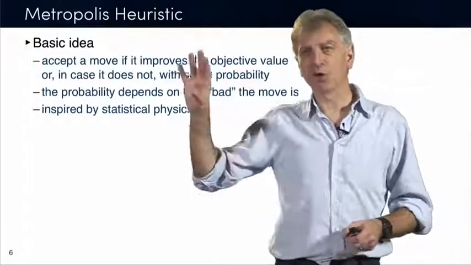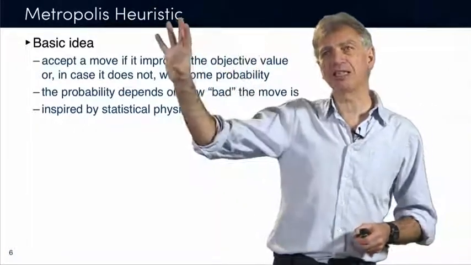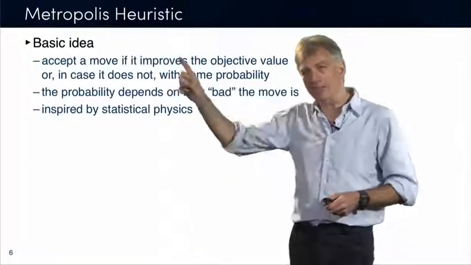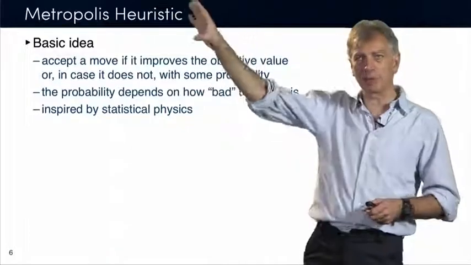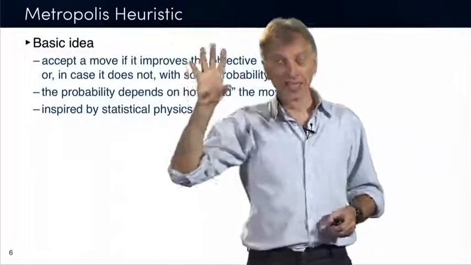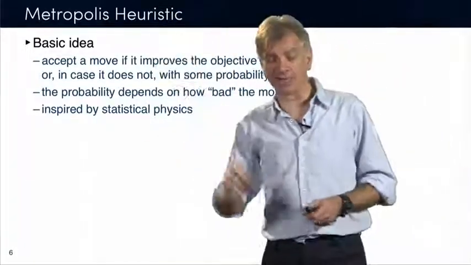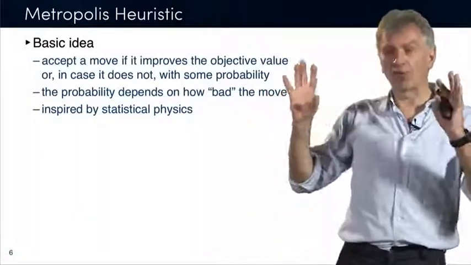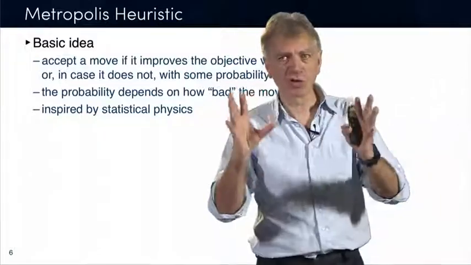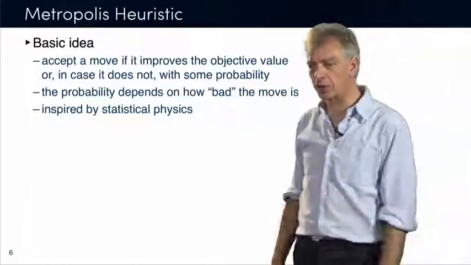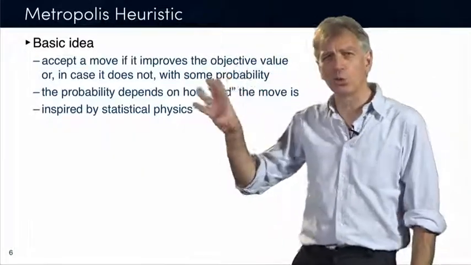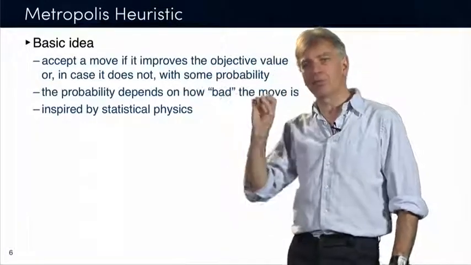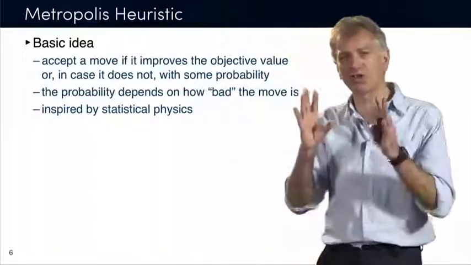Okay. So what I'm going to do now is look at meta-heuristics that are more specific. I'm going to start by talking about simulated annealing, but I'm going to start with the Metropolis Heuristic, which is the heuristic on which you build simulated annealing. The basic idea here is the following. You want to accept a move, obviously, if it improves the value of the objective function, but otherwise you also want to accept moves that degrade the value of the objective function, but with some probability.